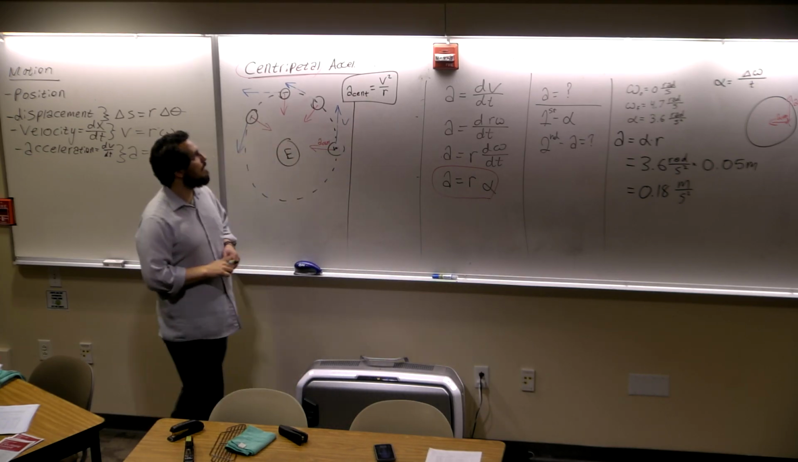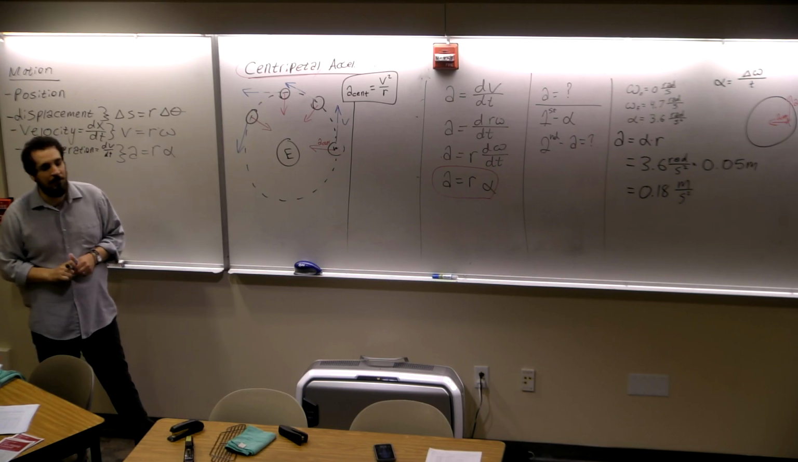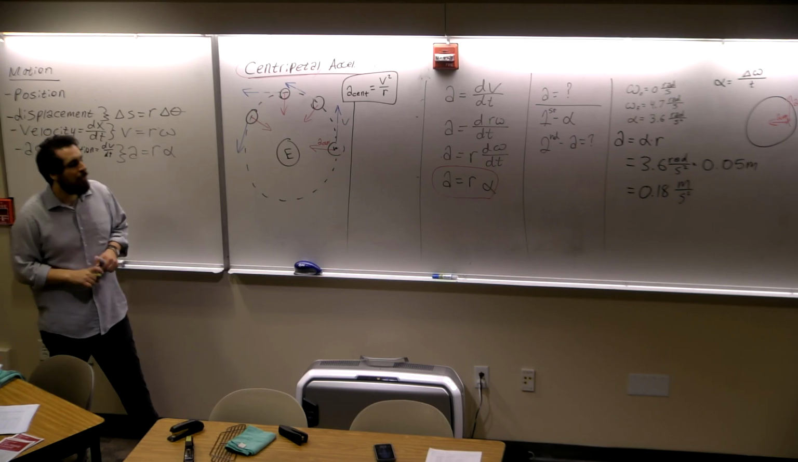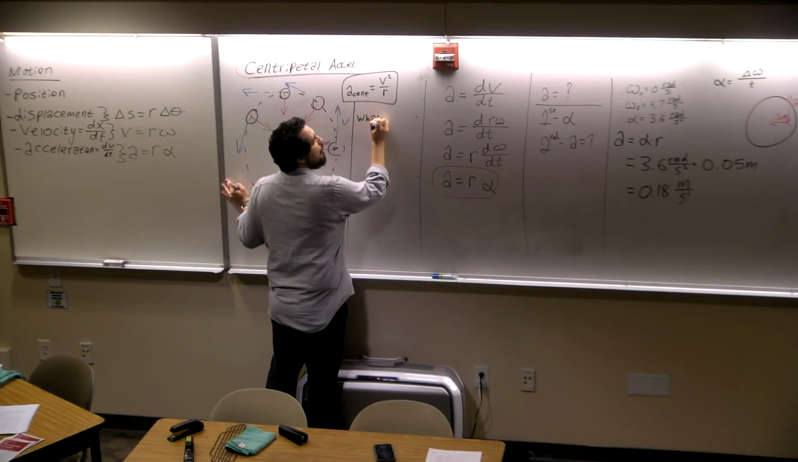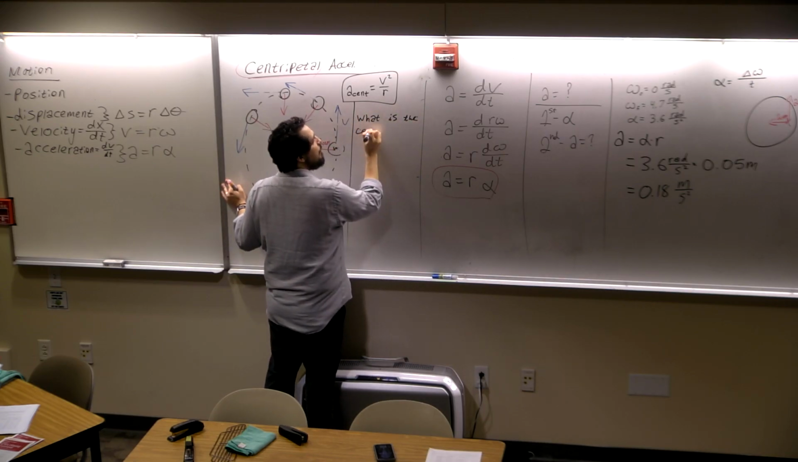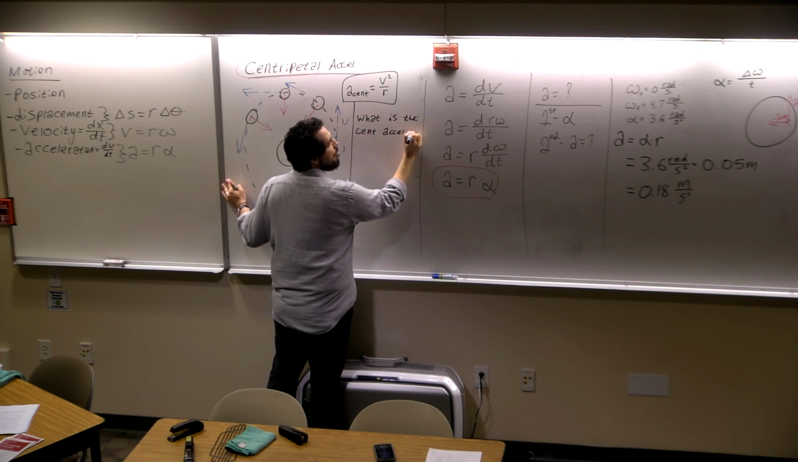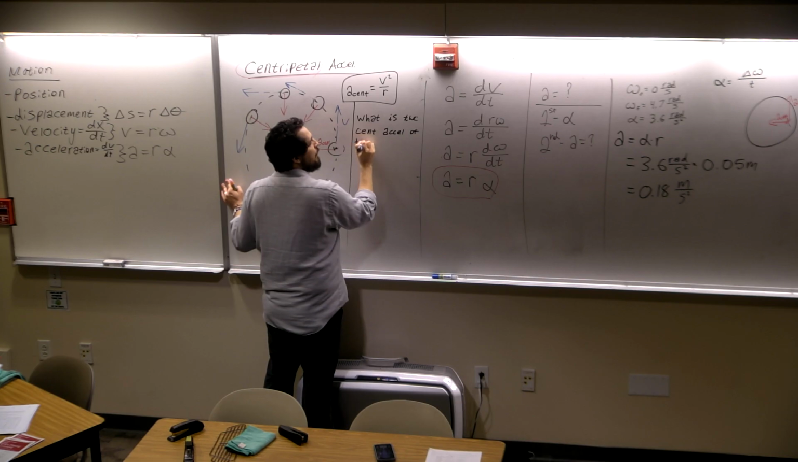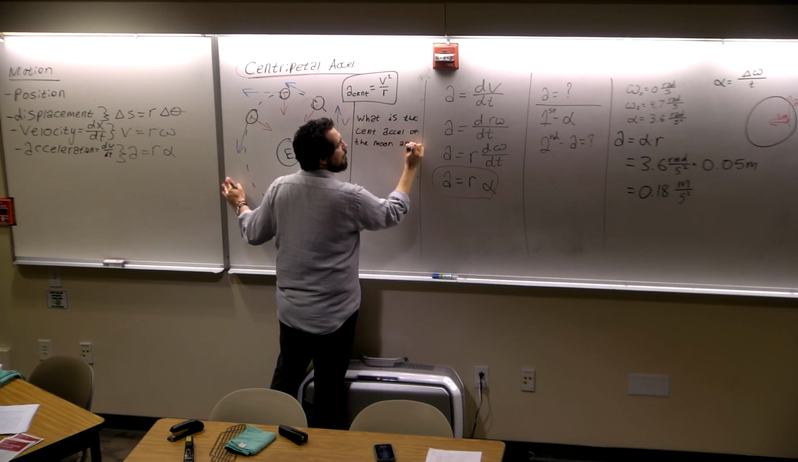So then we ask the question, well, how do we calculate this angular acceleration? What is a problem we might find? Well, a problem might be defined as what is the centripetal acceleration of the moon around the Earth.